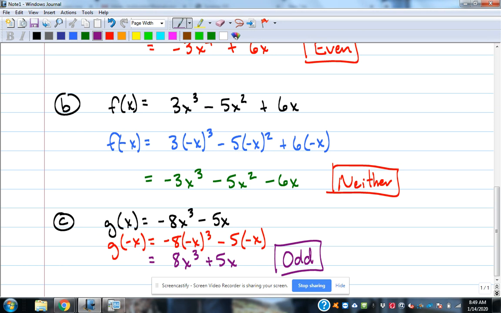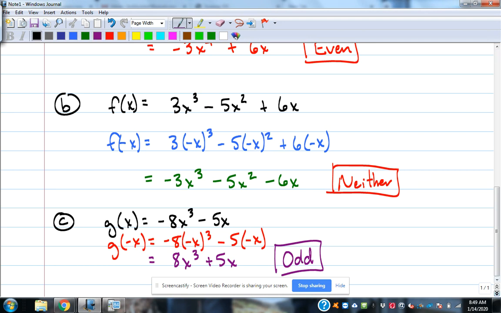Good. All right, so the odd functions, all of the exponents are going to be odd. On the even functions, all the exponents are going to be even. Look at the one that's neither. It's a mix of those. So the shortcut is looking at the exponents, but the real test is plugging in negative x. There are shortcuts, but the real test is actually just working out f of negative x.